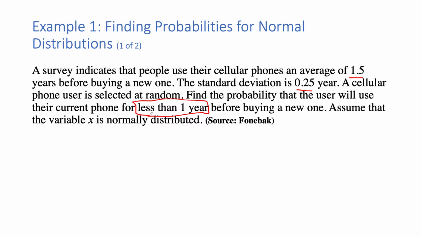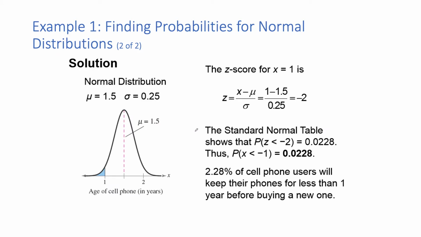Find the probability that a random person that we choose out of the sample will use their phone for less than 1 year before buying a new one, and we assume that the variable is normally distributed. So if this variable is normally distributed, it has a mean of 1.5 and a standard deviation of 0.25. The center of the distribution is 1.5 and the standard deviation is 0.25. We are interested in knowing the probability that the random person that we pick will use their phone for less than 1 year. If this is 1.5, this is where 1 will be. 1 will be to the left of 1.5, and it's less, so we are interested in the area to the left of it.